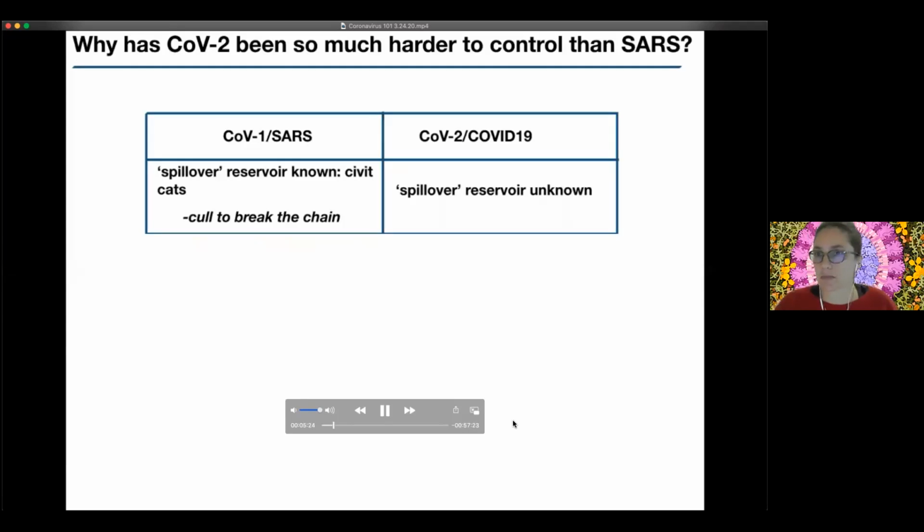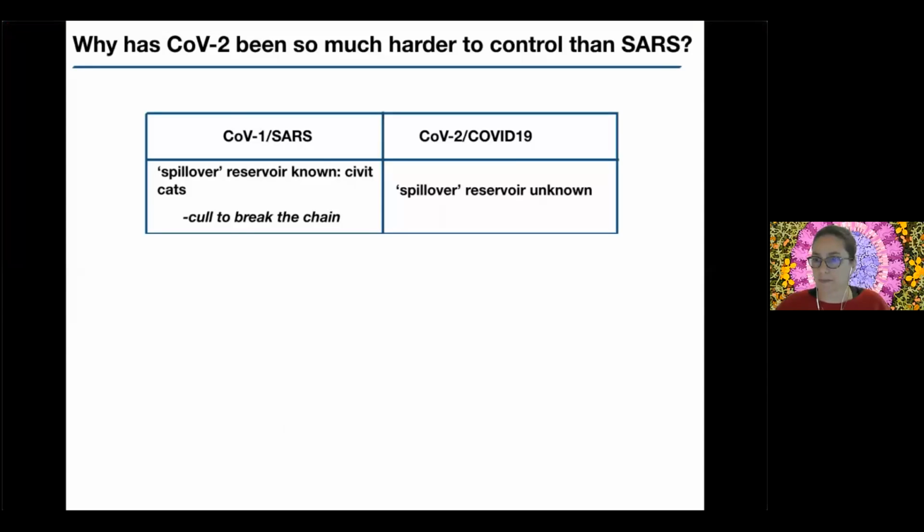So why is it then that the SARS epidemic was able to be brought under control within about a year, whereas we are clearly far from bringing the current coronavirus 2 pandemic under control? There's several ideas that I've heard discussed on this, and I just want to bring up three here, comparing SARS to the current COVID-19 pandemic. First is that the spillover reservoir, as I mentioned, for SARS coronavirus was known. This is primarily the civet cat, and these animals could be culled to attempt to break the chain so that there were not further transmissions from these animals into the human population. For CoV-2, as I mentioned, the spillover reservoir is not known.